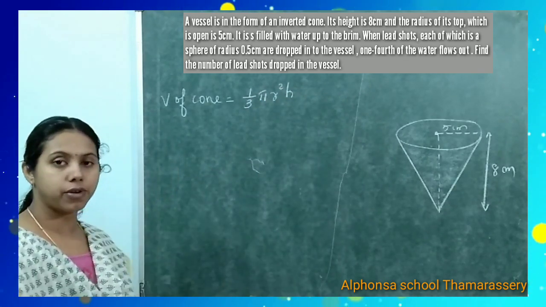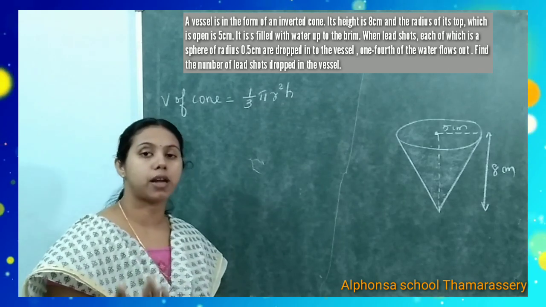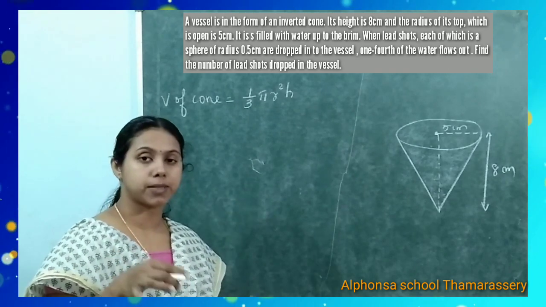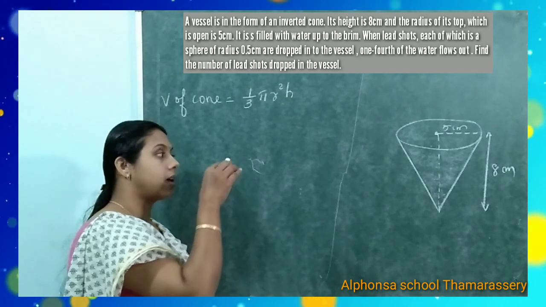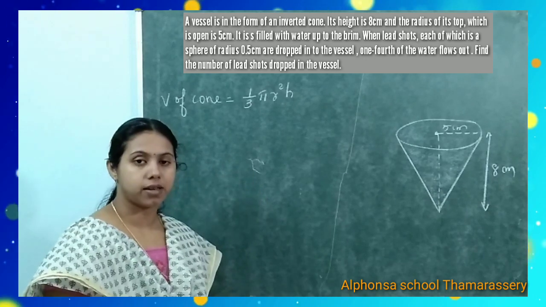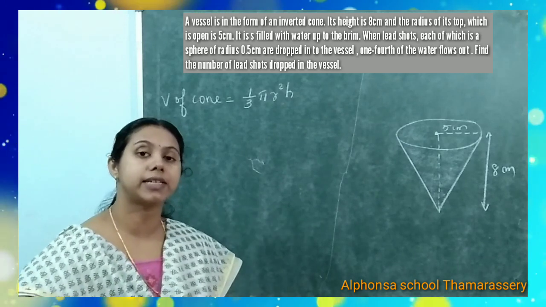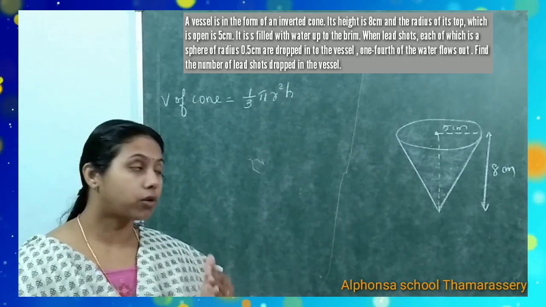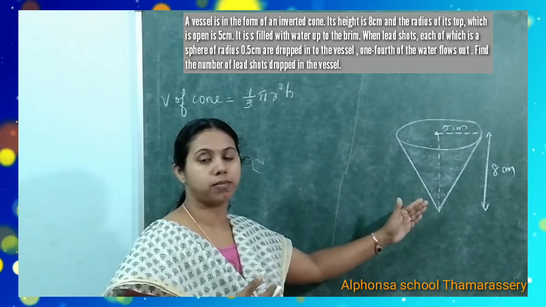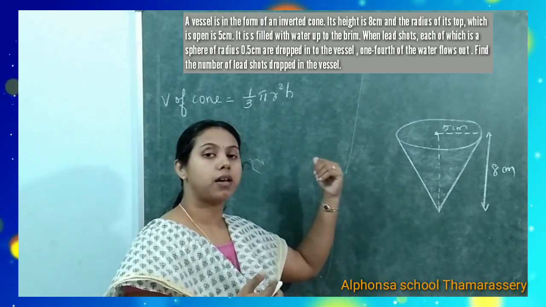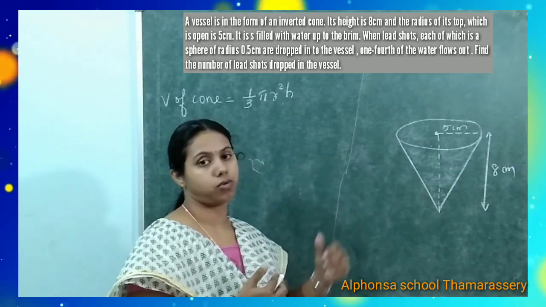And it's given that there are some lead shots. We don't know the number of lead shots. The spherical lead shots are put in this vessel. At that time, some amount of water flows out. How much water flows out is given: one-fourth of the total volume of water will flow out.